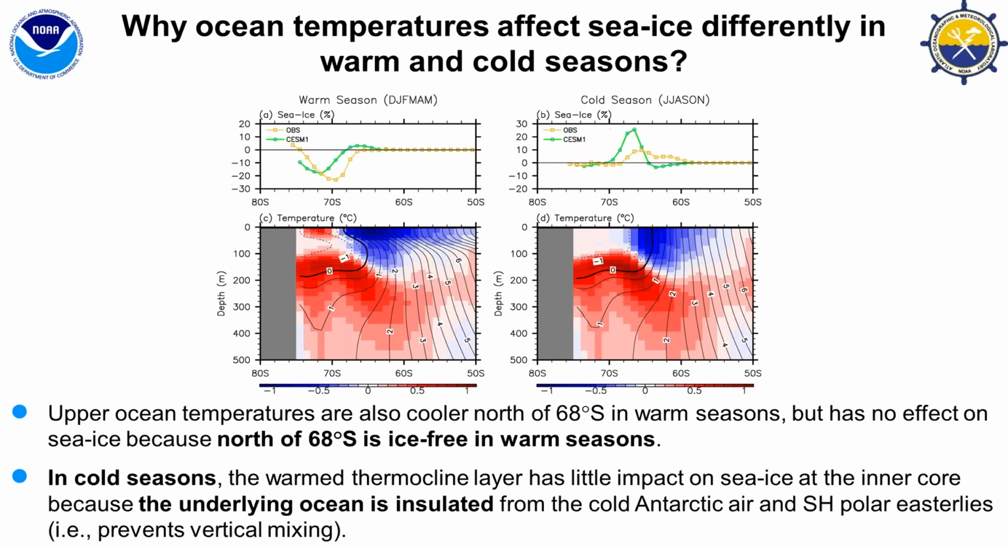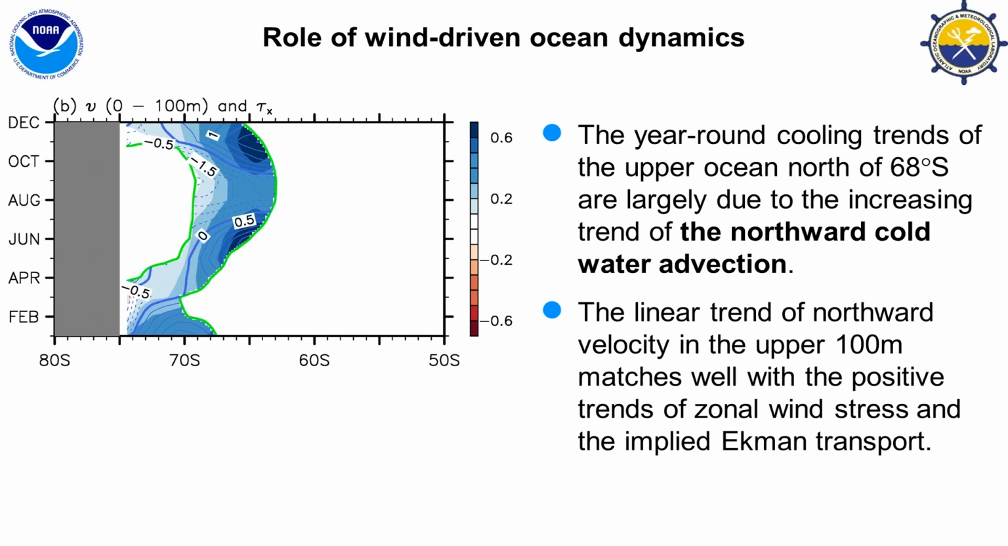If you think about this region, the temperature gradient is very high. So a little bit of northward transport will have a very big impact on the cooling over this region, because the temperature gradient is very, very high there. So that's kind of my hypothesis.